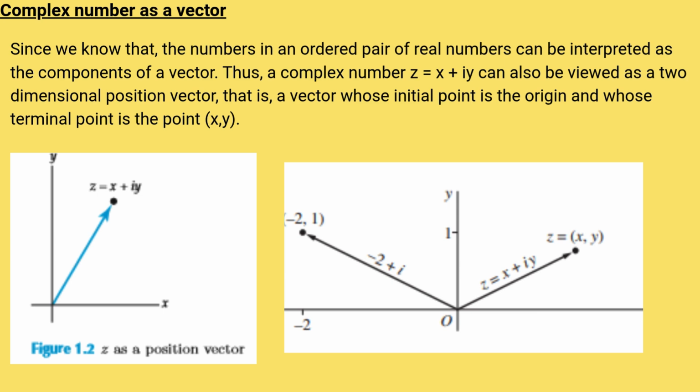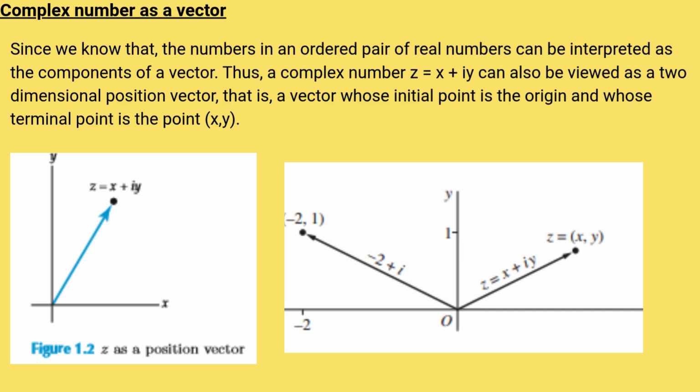Here is a precise way of defining a complex number. This example is written here. Here is the complex number minus 2 plus iota, and this complex number is represented by this position vector. So there are other concepts related to this idea of vector. We can define modulus, argument, and then we can define the polar form of a complex number. We will discuss it in the upcoming videos.